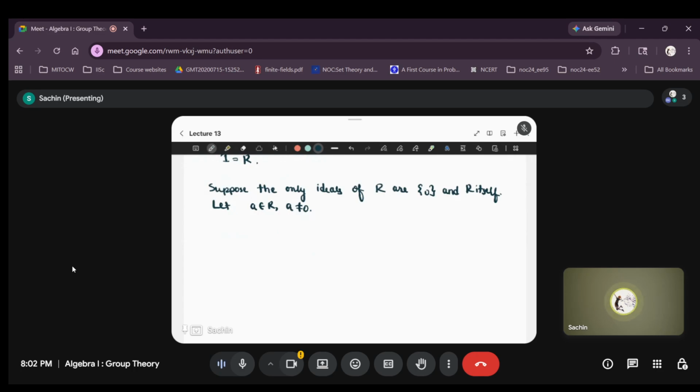Then consider this set I, defined to be R times A for all R in the ring. You simply multiply every element in the ring by A and take that set. Since in a group, if you simply add one of the group elements to all the elements in the group, you'll get back the group.